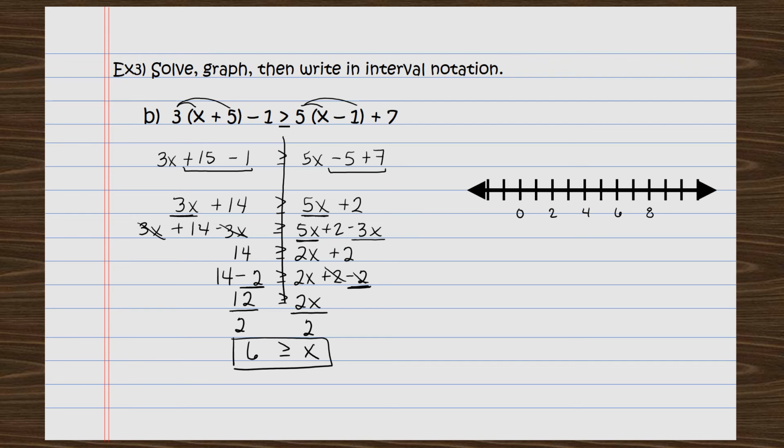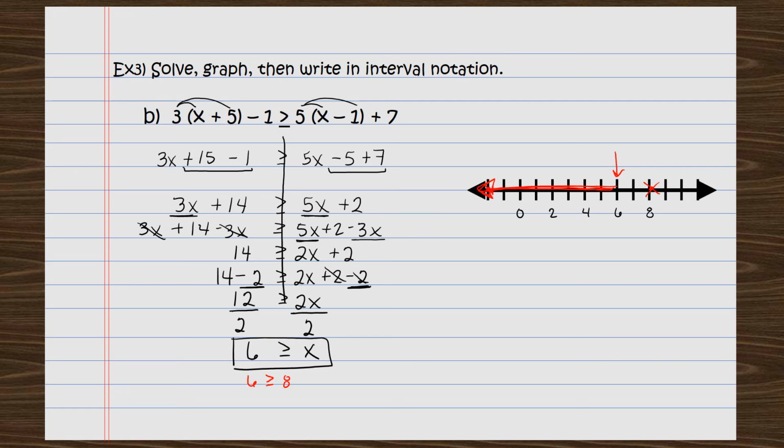Alright, so 6 is our defining point. We know something's happening right here at 6. We want to choose values that make the statement true. So let's try a number. Let's try 8. Is it true that 6 is bigger than or greater than 8? Is that true that 6 is bigger than 8? No, that's not. Which means we do not want to shade the right half. We need to shade the left half of the number line.